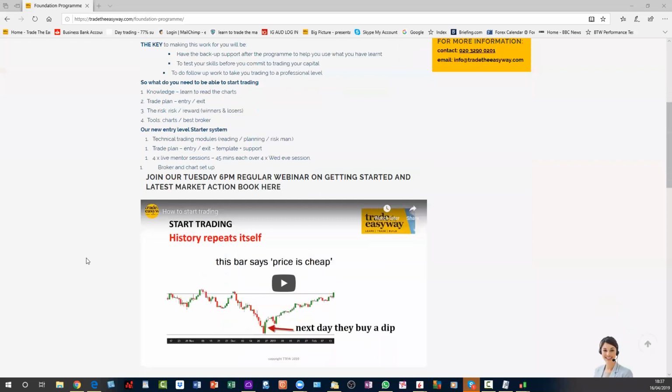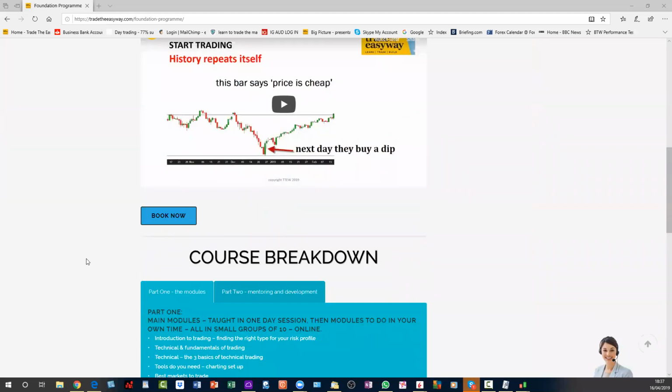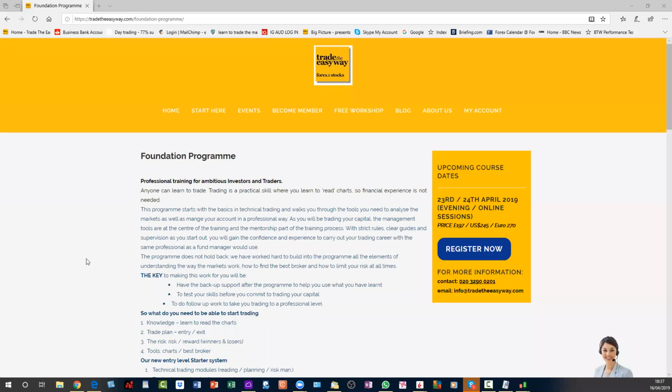And it can all be done with modern accounts. You can start small. You don't have to have a big account. You can start with as little as £300 and trade very, very small size, test your skills.